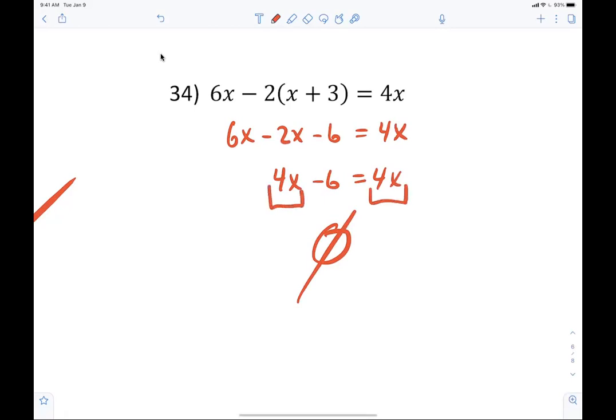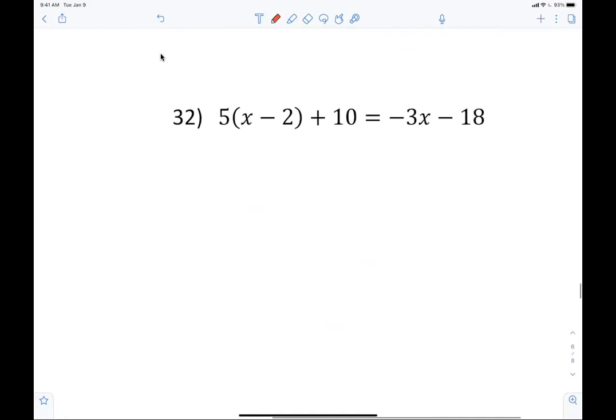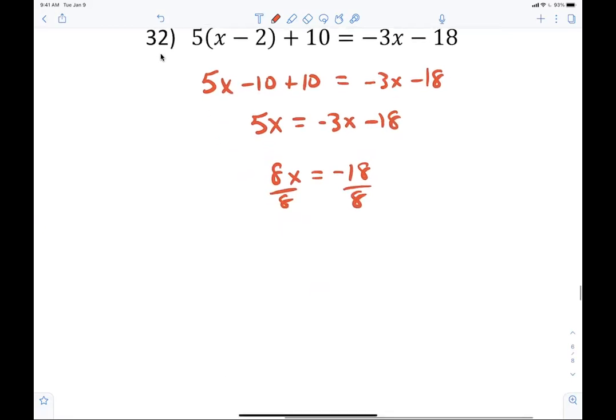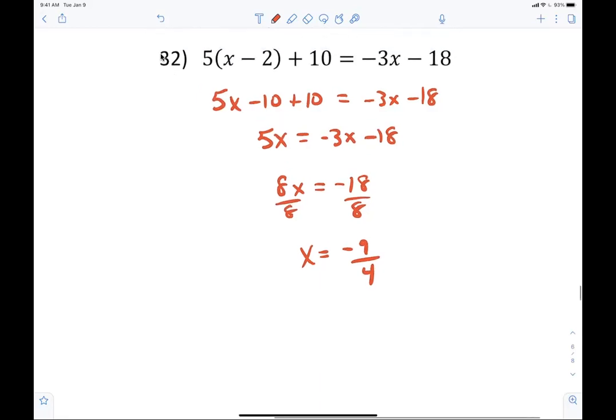Variables are equal, right? That can't work. Right, over here. 5x minus 10 plus 10 equals negative 3x minus 18. Combining terms, 5x equals negative 3x minus 18. Adding 3x, 8x equals negative 18. Now we're dividing by 8, right? So we'd say x equals negative 9/4. Anybody have any issues with that? Anybody?